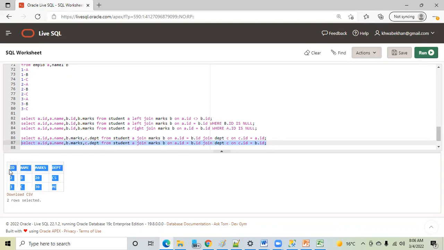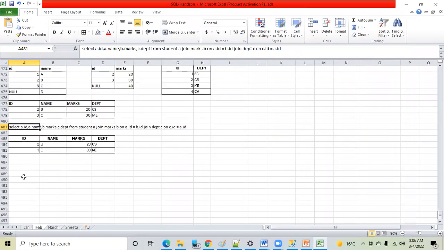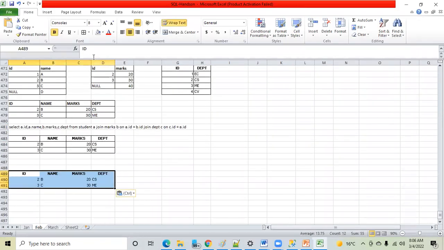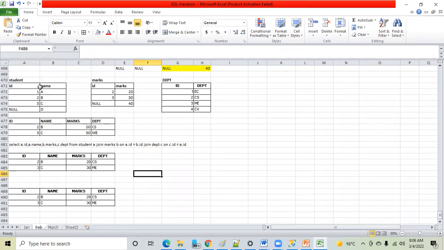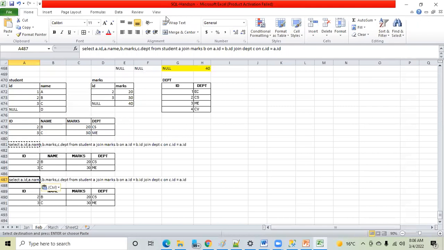Okay, now see, this is the same output. So what did you understand? They both will give the same output because we want the records which fulfill all the conditions. So, is this clear, guys? So here the order of join doesn't matter.